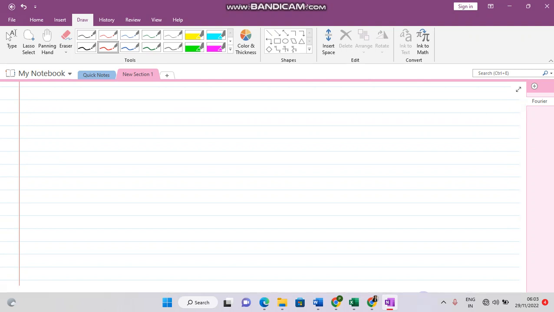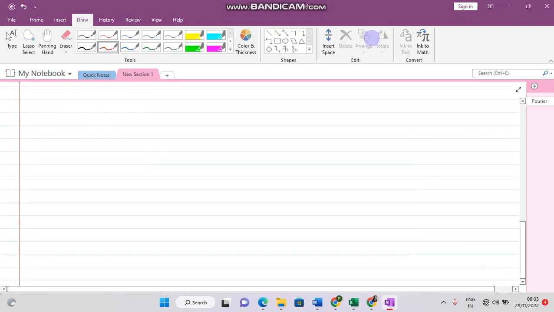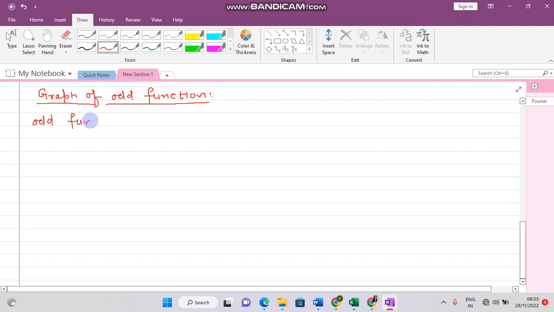Now next we talk about the graph of odd function and even function. Before we talk about the graph of an odd function, first of all we need to know what an odd function is. What is the definition of an odd function?